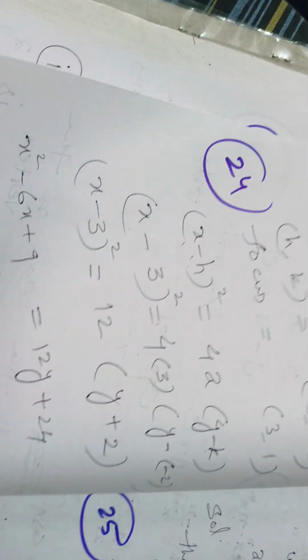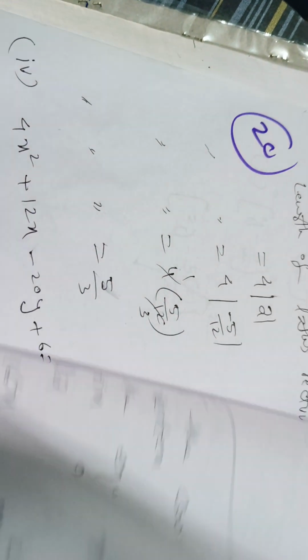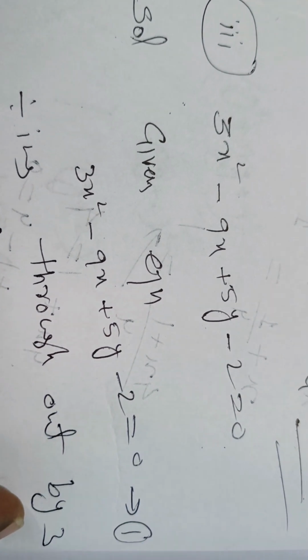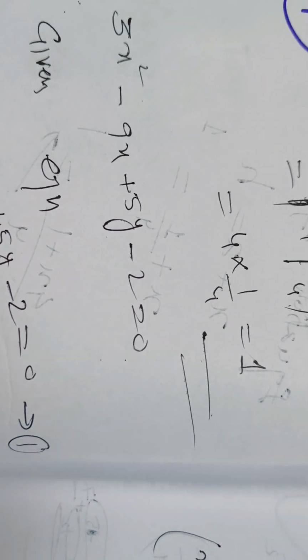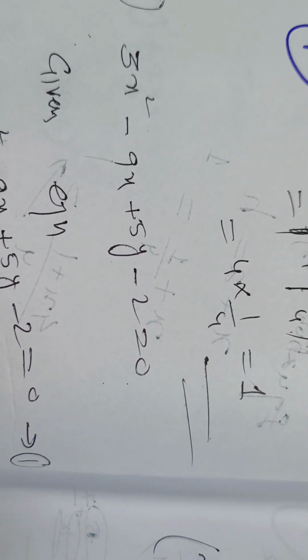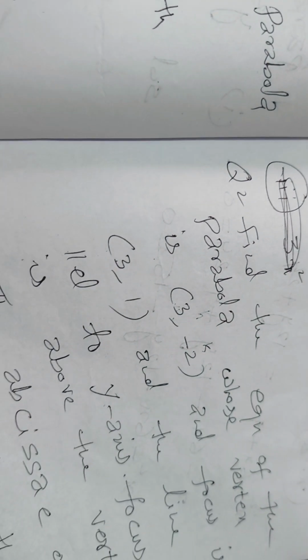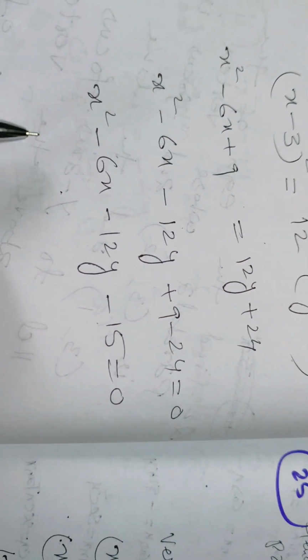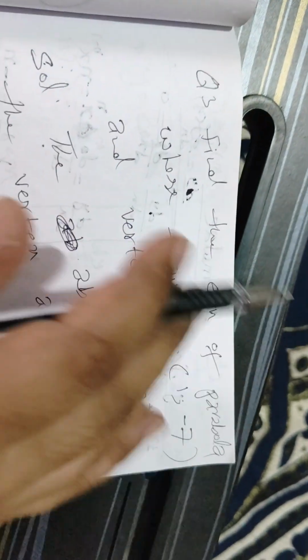Means in the previous problems, when the equation of the parabola was given, we were finding the focus, vertex, length of latus rectum, and equation of the directrix. But in this problem, the focus and vertex are given, so we have to find the equation of the parabola. So we got this one. Now this is the last problem of parabola.